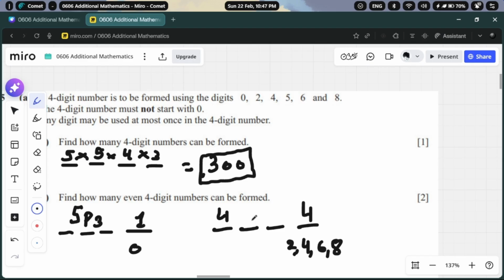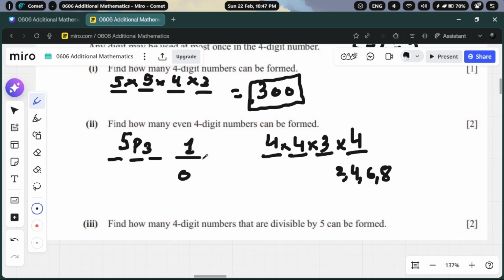Now, you can have 0 again over here. So you're left with 1, 2, 3, 4, 5, 6. 6 minus 2, which is 4. So you're left with 4 digits, and that times 3. So these are your two cases, and if you add them up, you end up with 252.